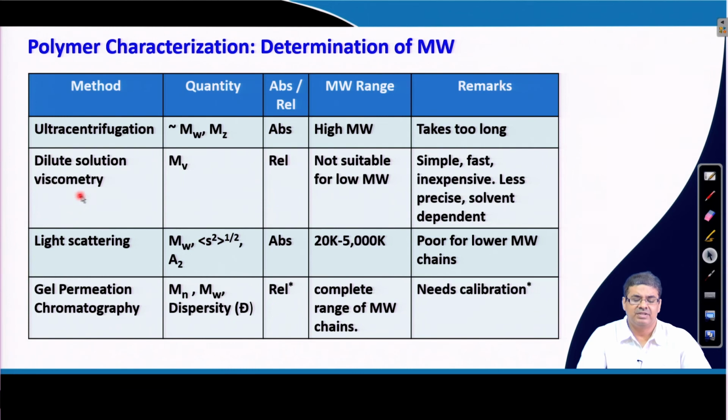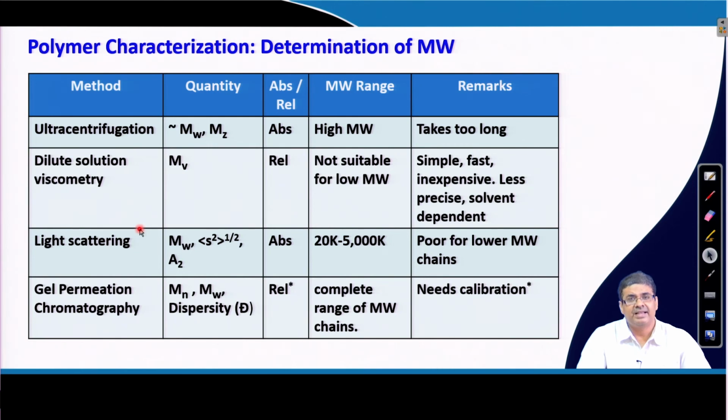Dilute solution viscometry is a very easy technique, and as we discussed a few minutes back, it gives viscosity average molecular weight. It is a relative technique which is not very suitable for low molecular weight polymers. The advantage is that it is a simple, fast, inexpensive technique, but the disadvantage is that it is less precise and solvent dependent.